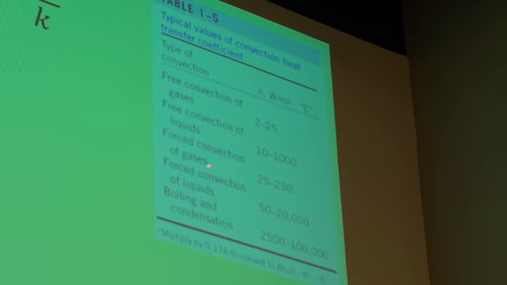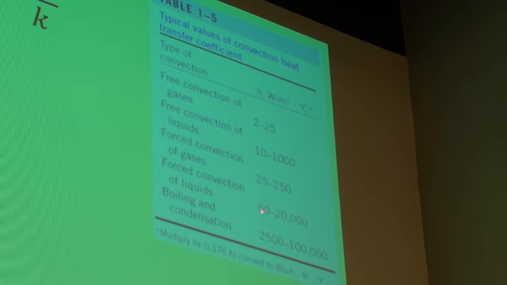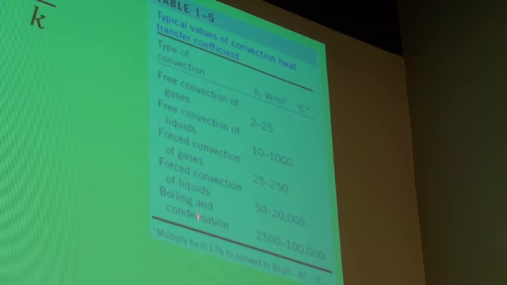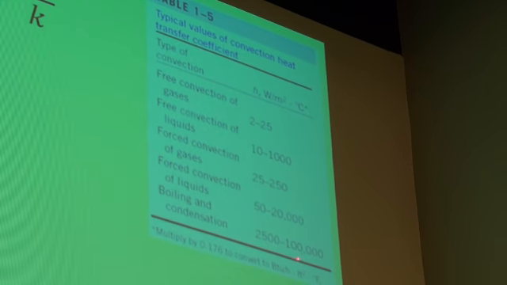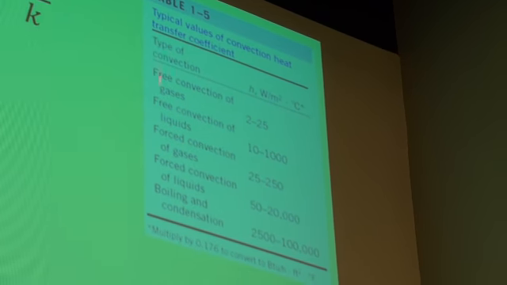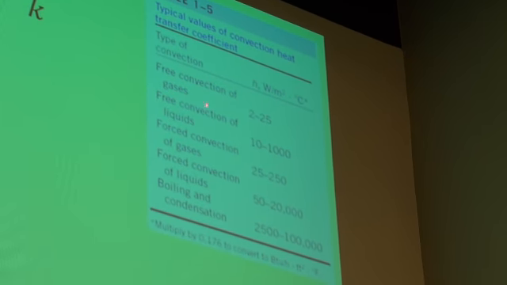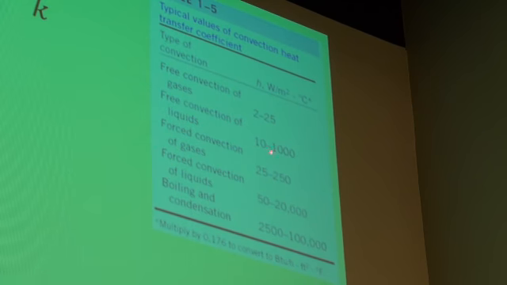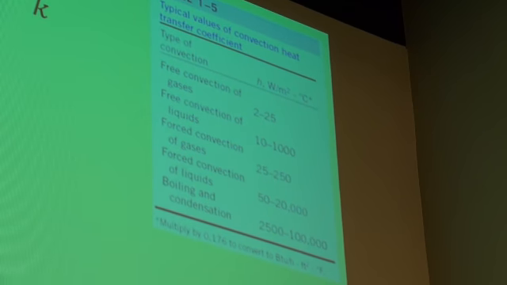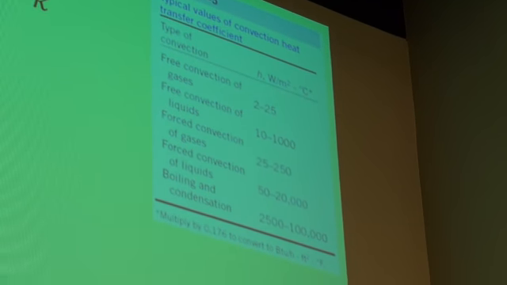Then forced convection of gases, 25 to 250. Forced convection of liquids, 50 to 20,000. And boiling and condensation, 2,500 to 100,000. So normally the heat transfer coefficient is small for free convection of gases or maybe free convection of liquids. So it could be limited to those cases. So that is the first one.